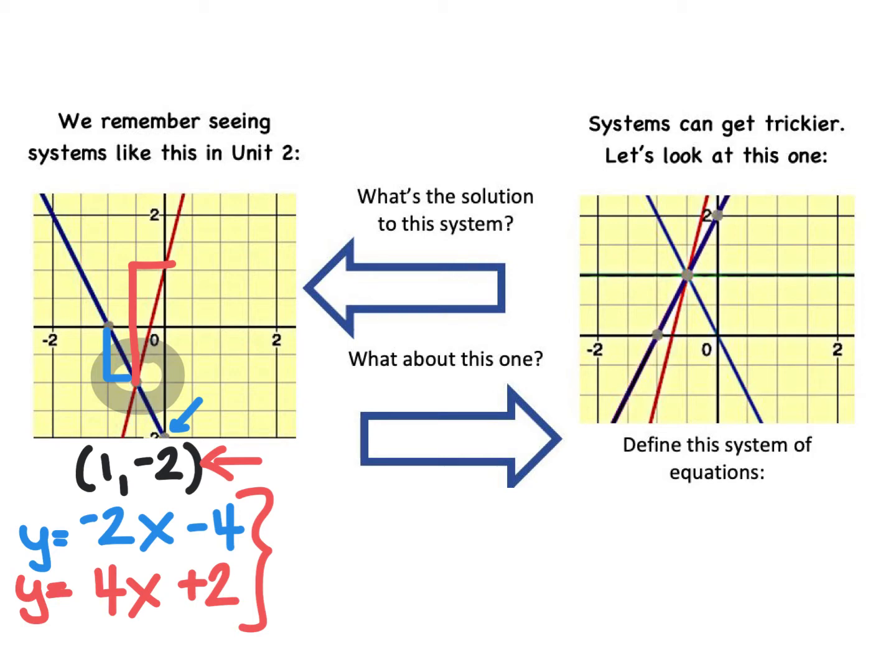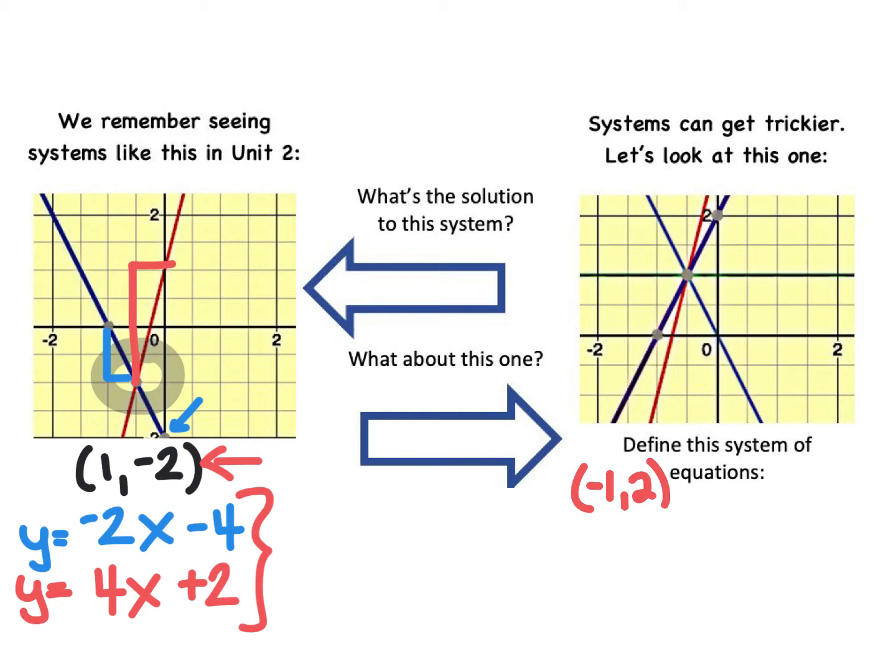Well, systems can get even trickier. Take a look at the one on the right. This system has 3 equations, and what point satisfies all 3? Actually, it appears as if there are 4 if I really look at this closely. I missed at first this horizontal line. It would be the point -1, 2.